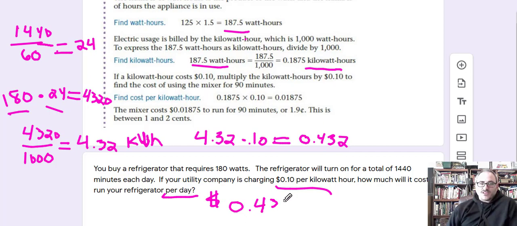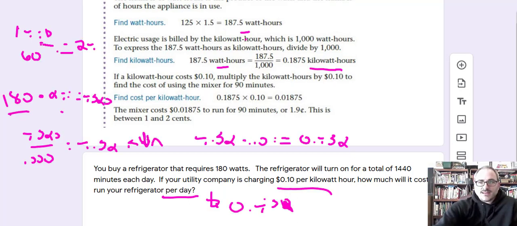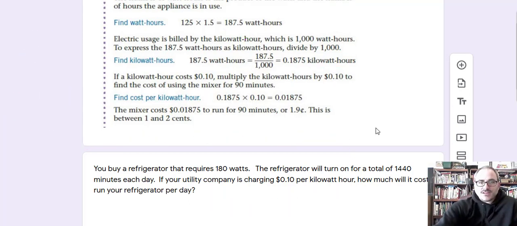43, we could say 43.2 cents. If we were going to calculate it for some longer period of time, we might do that, but we might just say 40.43 cents per day. All right, so that's this one. You can pause here if you need this work, but I'm going to make it disappear there, and so I can scroll down.